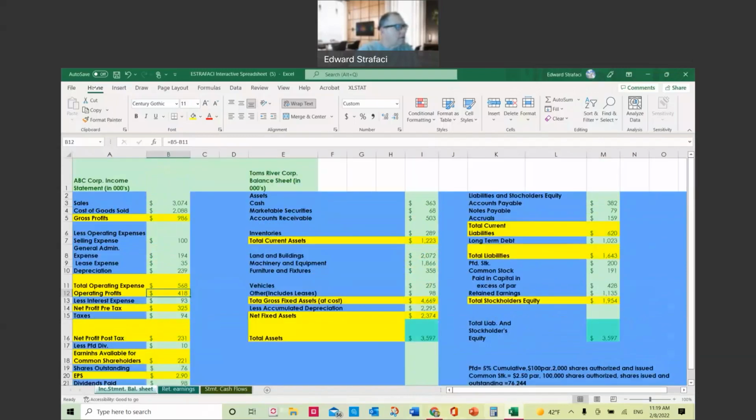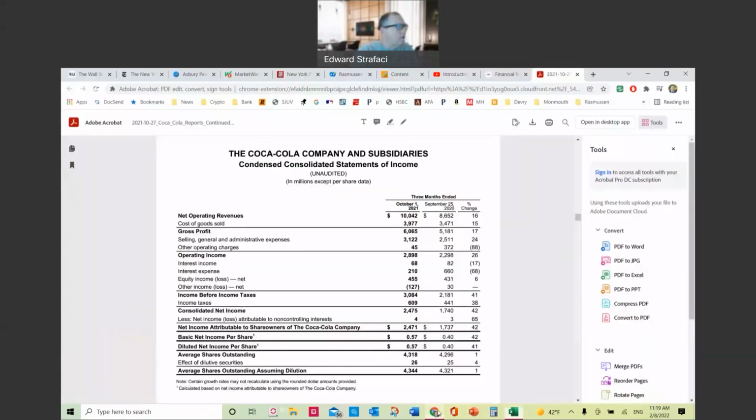Looks a lot like ours. So we'll go back to Coke and notice they have revenues, cost of goods sold. And that's interesting, you know. Their cost of producing the product is a fraction. I mean, this you don't see every day.